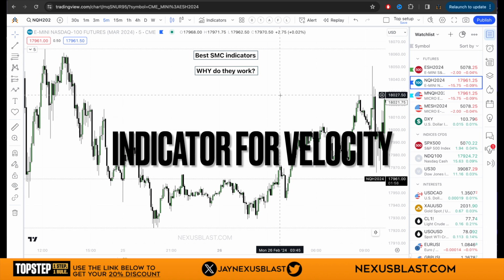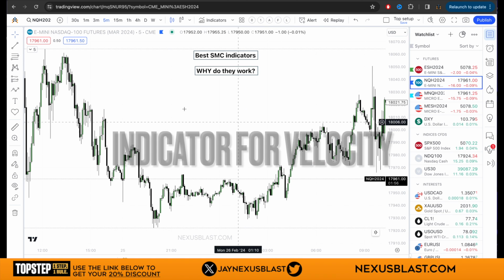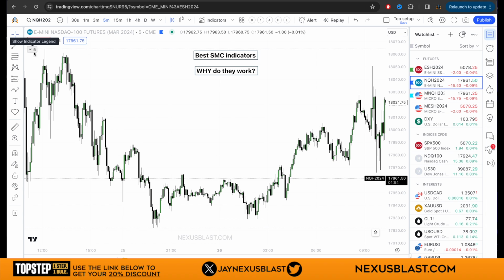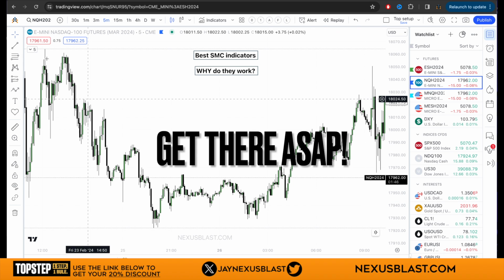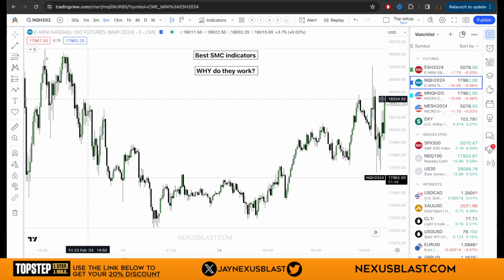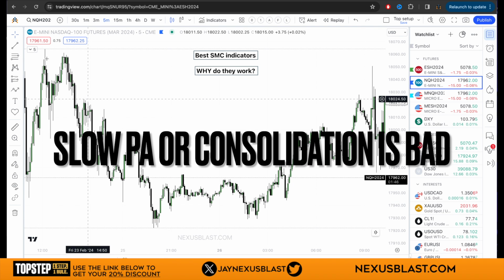Indicator for velocity. Jump on the train when it's accelerating. With direction only, you could still be stuck in a trade for a very long time if the market is consolidating or slow grinding. I think everyone would agree with the fact that it's better for a trade to get to destination as quickly as possible. Slow price action tends to play with our minds and make us do bad things.